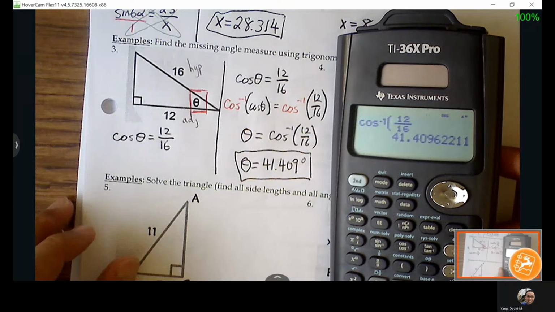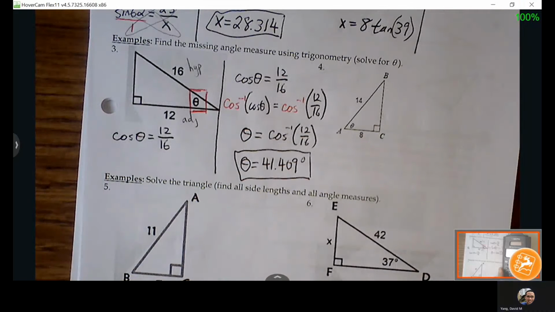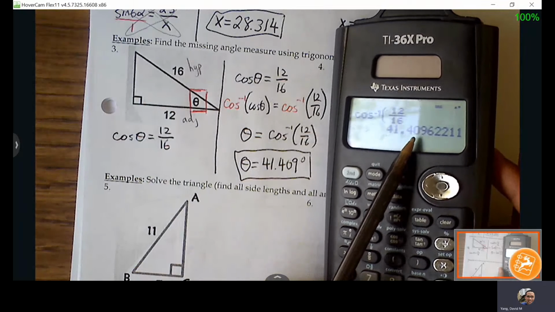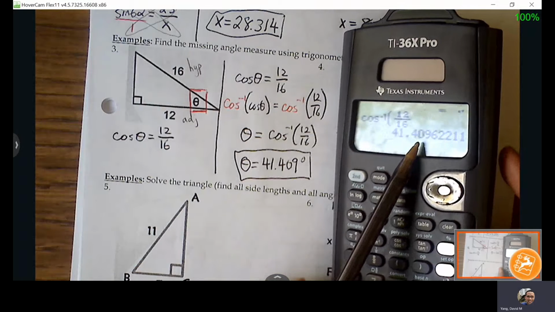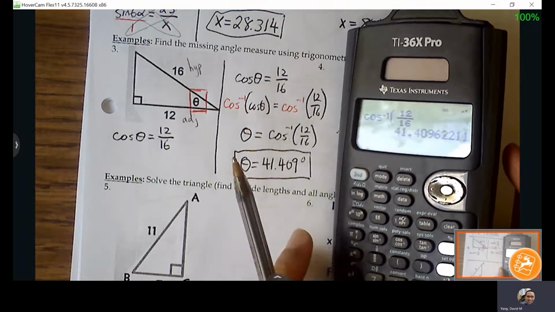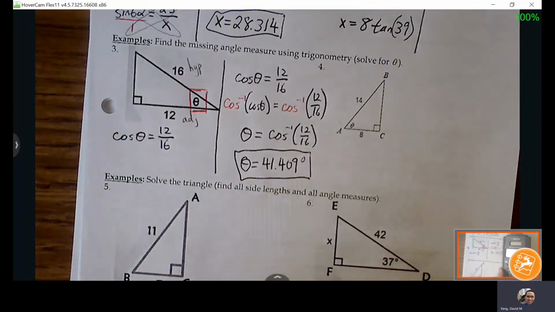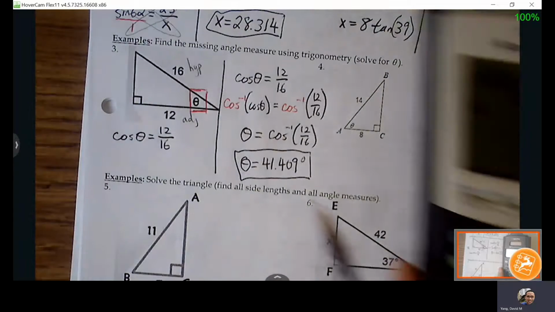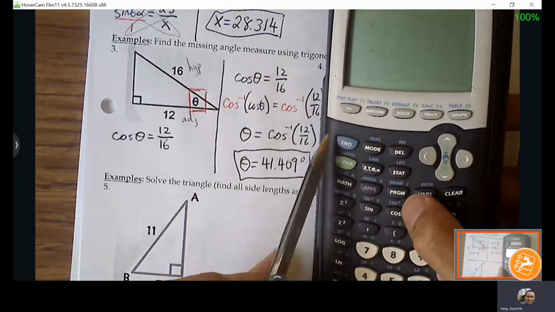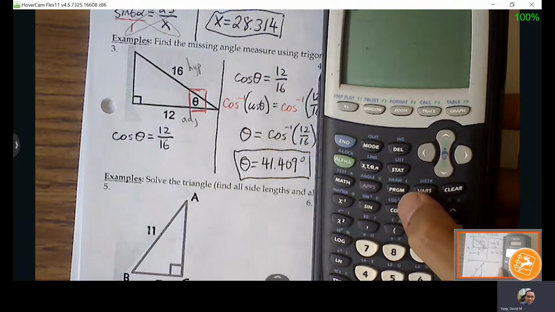Yes. That's fine. This depends on where you round it. Yeah, but 41.0 is fine. And then you do the degrees. That's right. You do the degree symbol because we're dealing with degrees, right? Now, if you're on your graphing calculator, if you're trying to hit that inverse cosine, you're going to go to second cosine. Second cosine will hit that inverse cosine.